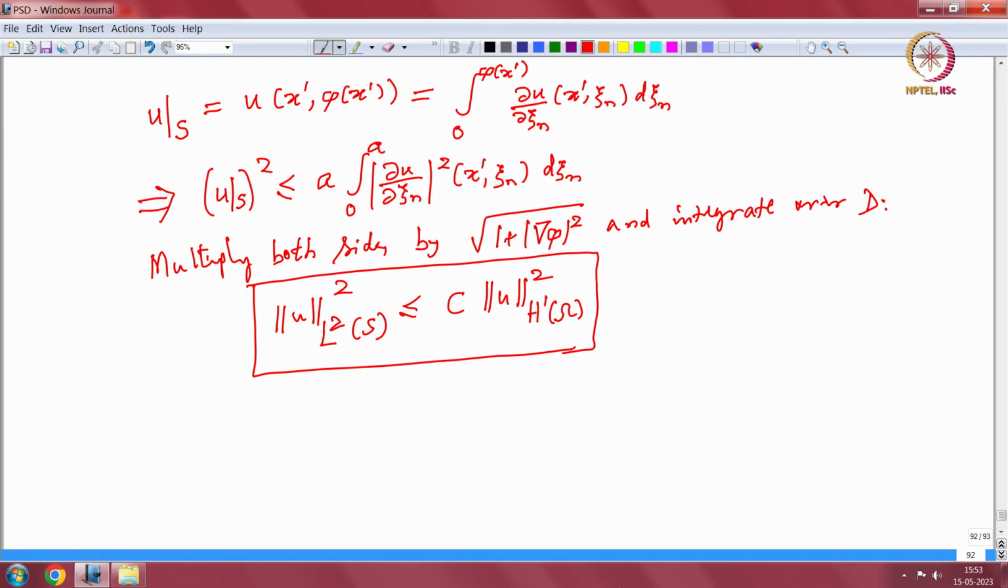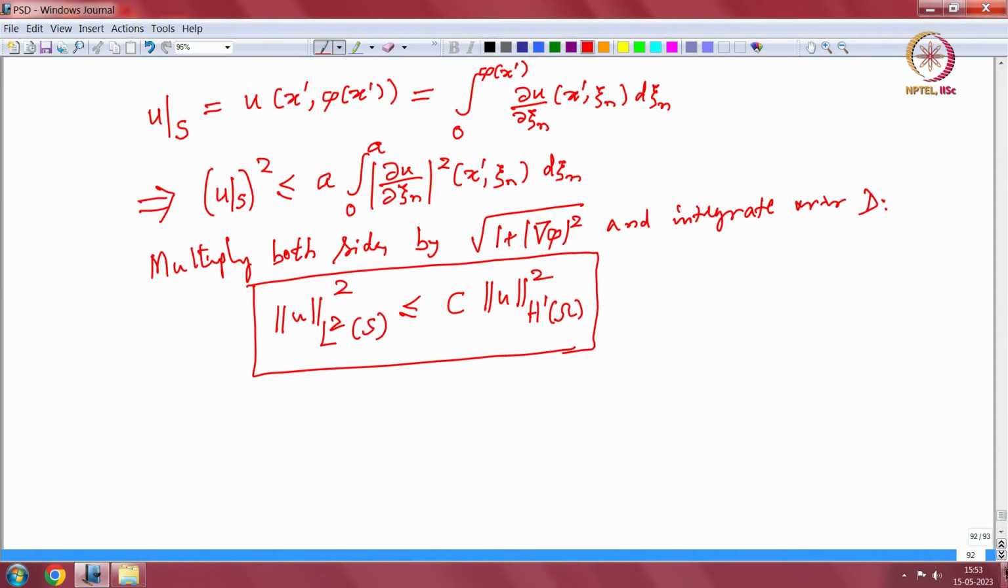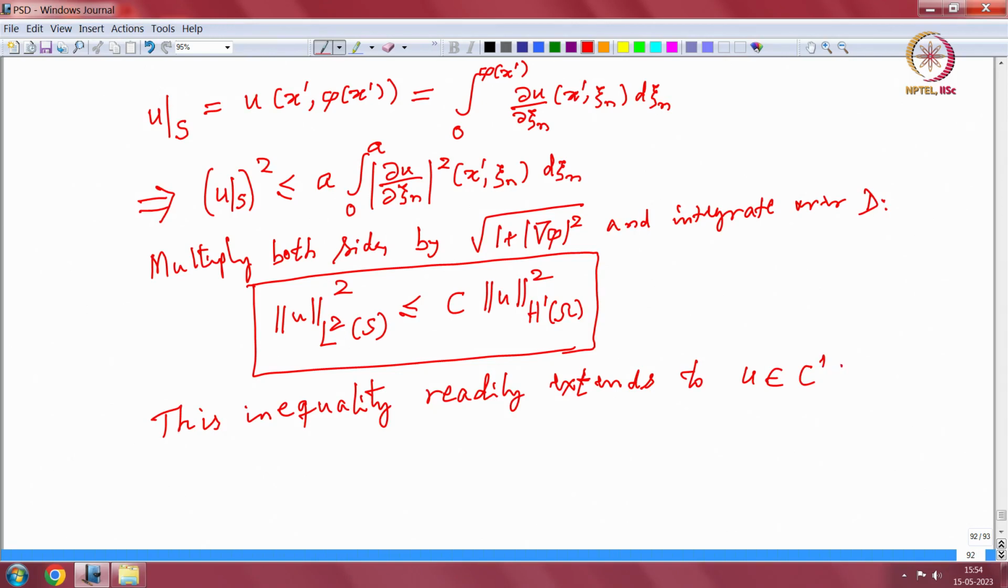Okay. So, starting with a C1 function having compact support, and I stress that, and taking S to be a simple piece, we derived this estimate on the L2 norm on the surface S. So, this readily extends, that is the next observation, this inequality readily extends to u in C1 omega bar, since we have taken a C1 function with compact support.